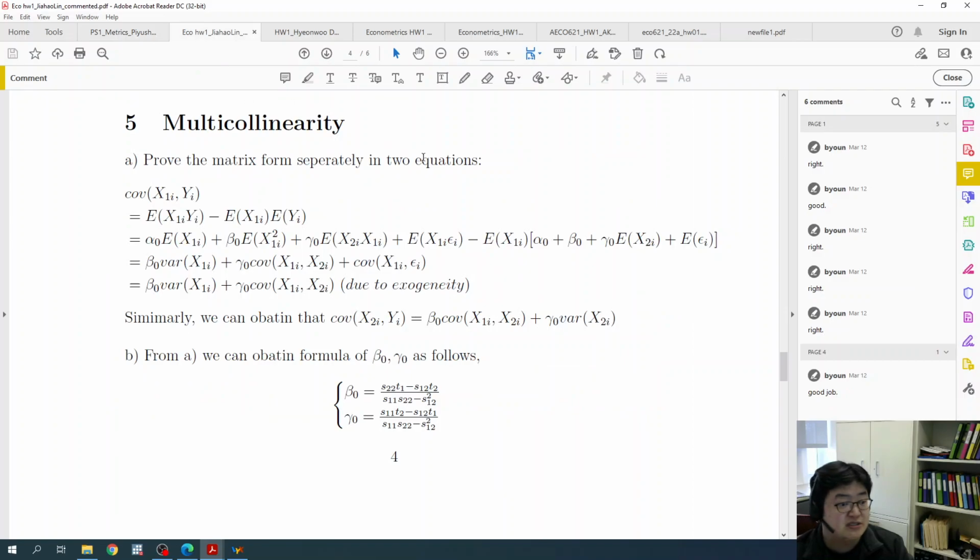I will skip question 6. So this is the end of the review for homework 1. When I receive homework number 2, I'm going to review it soon. Also, I will review homework 3. So good luck.